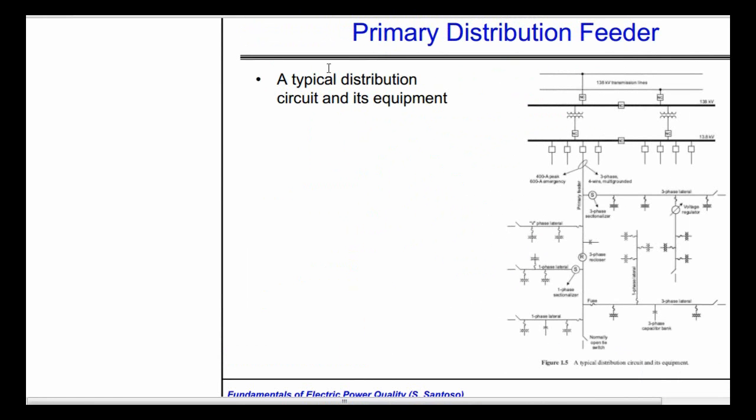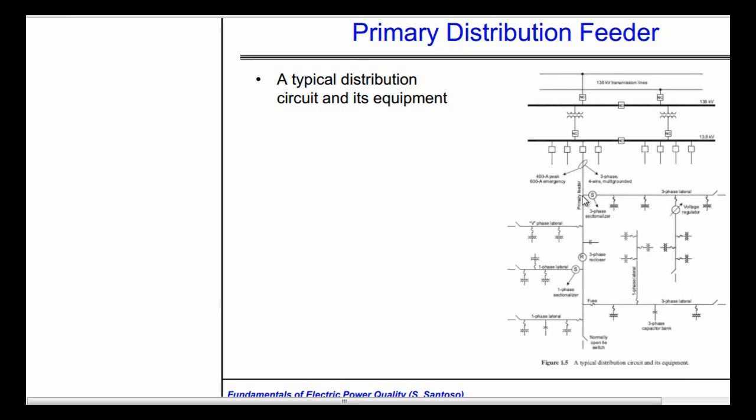So now this is an example of a typical distribution circuit with its equipment. We will have, for example, the 138 kV transmission line, and then we will have two step-down transformers on these two buses. We have the 138 kV bus and then the 13.8 kV bus. These two transformers will step down the voltage. Here are the two circuit breakers, and here is the tie switch, which is actually a circuit breaker as well. Then we have another tie switch here, and for each feeder there is a circuit breaker.